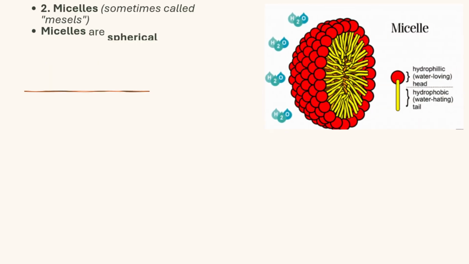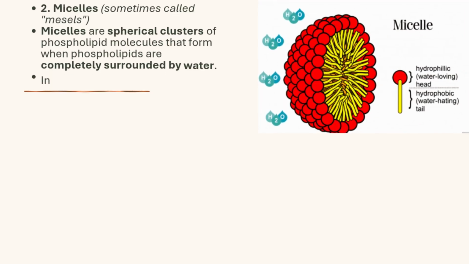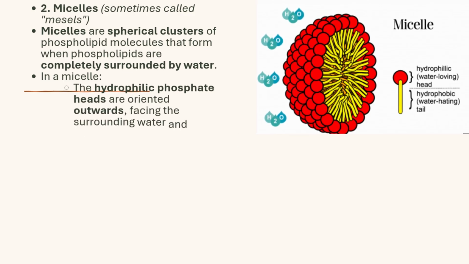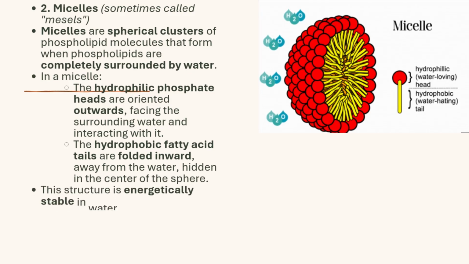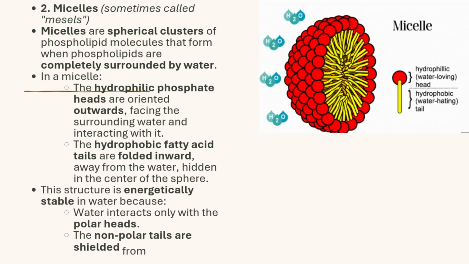2. Micelles. Micelles are spherical clusters of phospholipid molecules that form when phospholipids are completely surrounded by water. In a micelle, the hydrophilic phosphate heads are oriented outwards, facing the surrounding water and interacting with it. The hydrophobic fatty acid tails are folded inward, away from the water, hidden in the center of the sphere. This structure is energetically stable in water because water interacts only with the polar heads. The nonpolar tails are shielded from water.